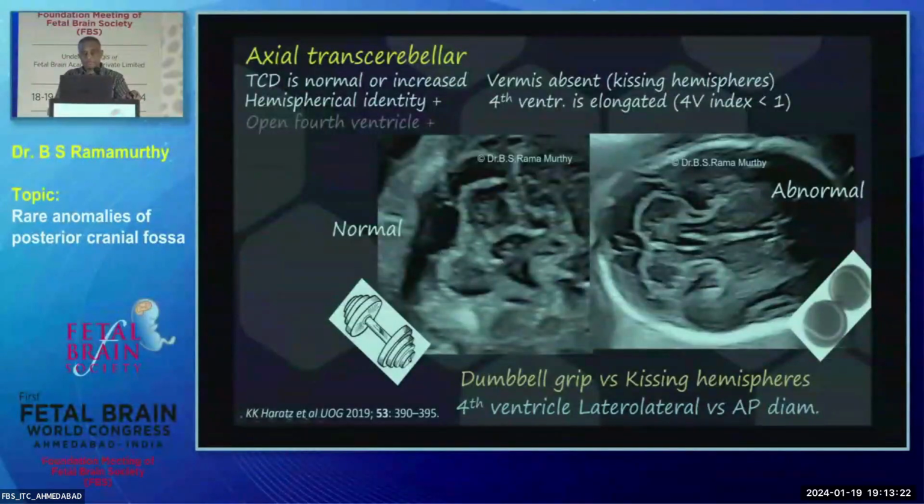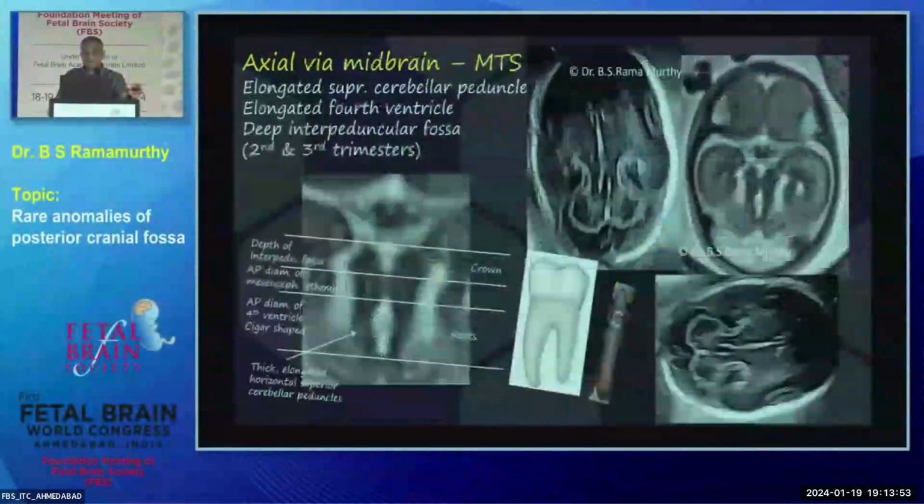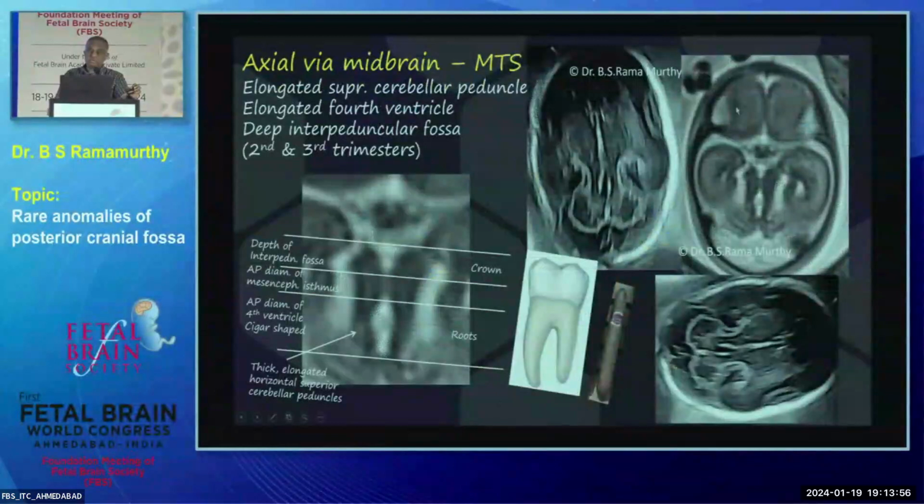So the grip of the dumbbell is gone, and the two hemispheres are touching each other. Also, the normal fourth ventricle is wider laterally than AP, whereas the fourth ventricle here is long in AP and thin laterally. So that's one way Joubert syndrome can present in the axial transcerebellar plane.